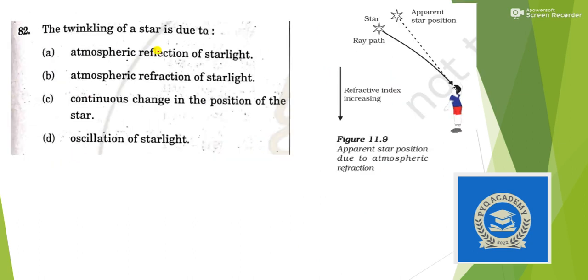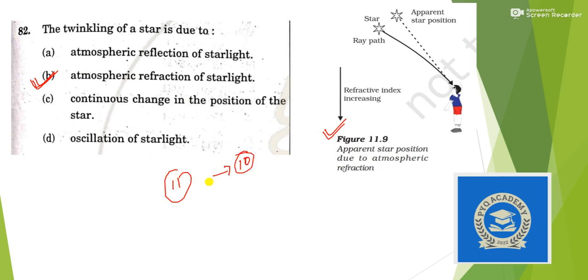The twinkling of stars is due to, again a very repeated question and a very easy question. You can get the answer in NCERT directly. You must have seen this image: apparent star position due to atmospheric refraction. So the answer here is option B. You will get this image in chapter 11 of class 10th NCERT.